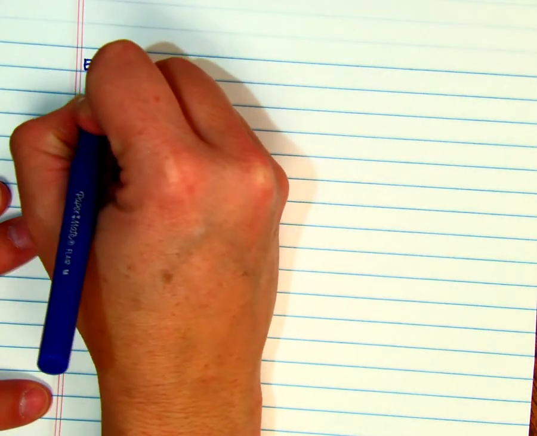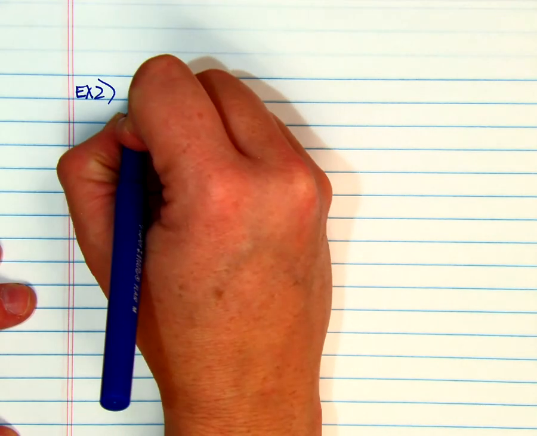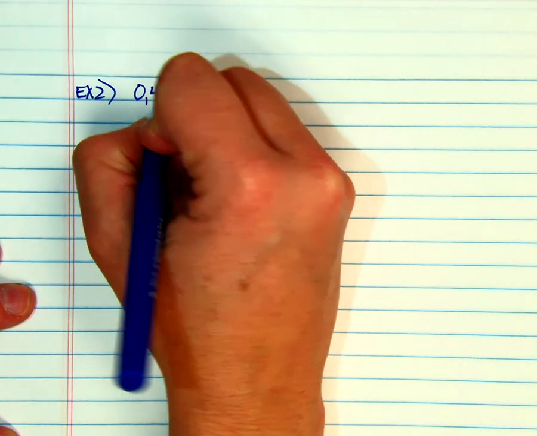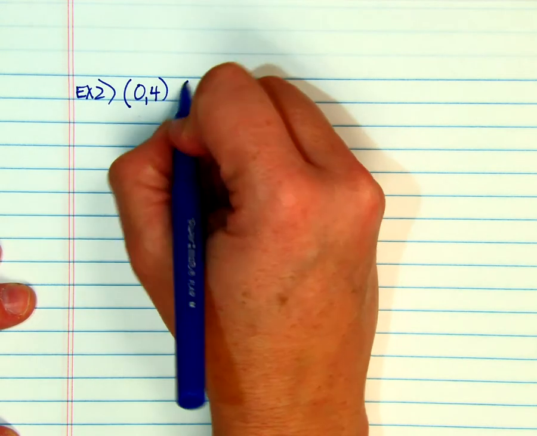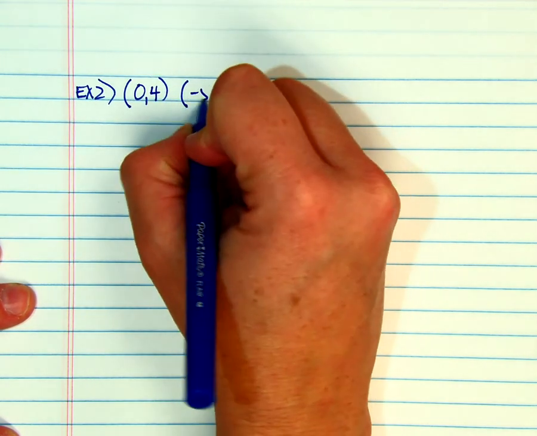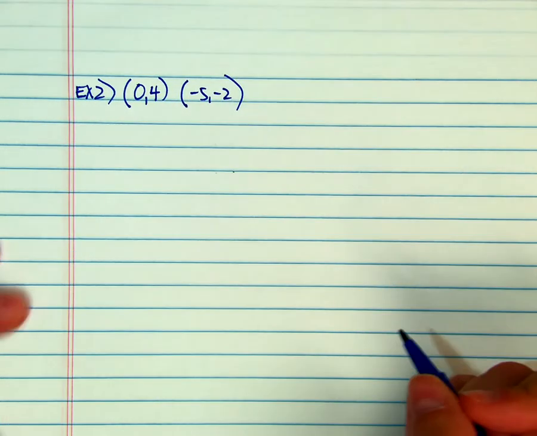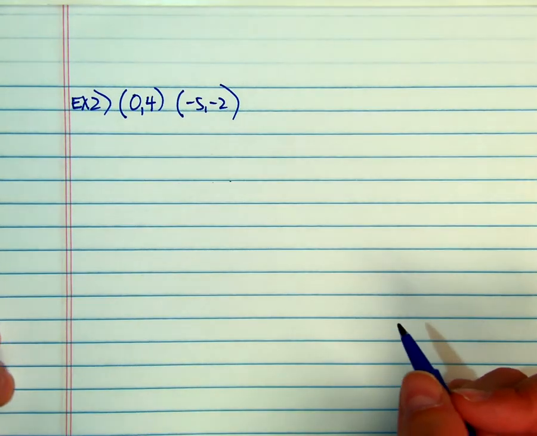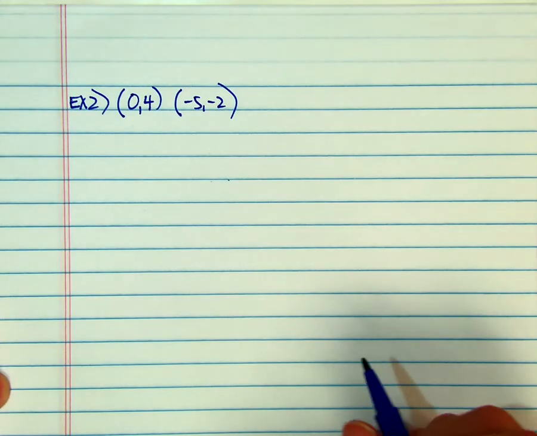Okay? If you're not done, that's fine. You can replay this video. Okay? Example 2. So now I'm going to give you 2 points. So we have the ordered pair of (0, 4), and the ordered pair of (-5, -2). Remember, this is a focus lesson, so you should actually just be watching what I'm doing and not taking notes. Okay, so just kind of watch.